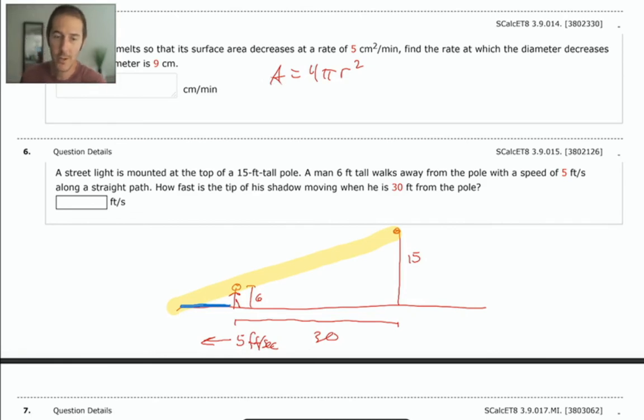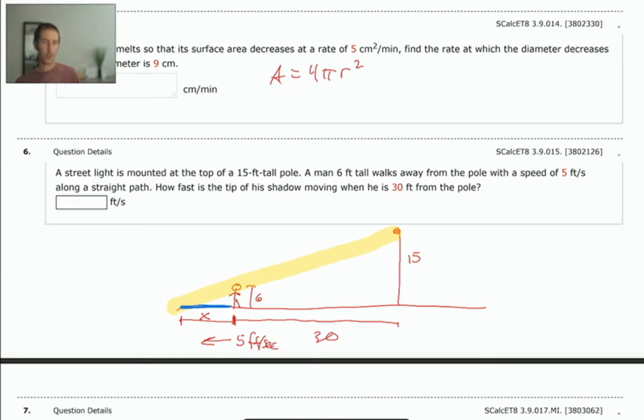Could you figure out how long his shadow is? The answer is yes. And the relationship that you might consider designing would involve the fact that at the moment you don't actually know the length of his shadow. So I would call that x. So you have a shadow with length x and a man with a height of 6.